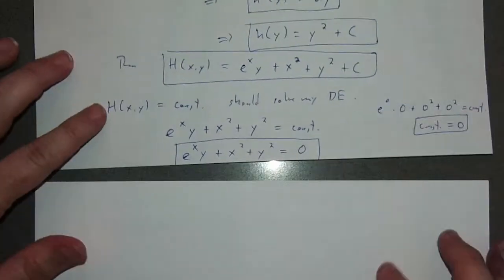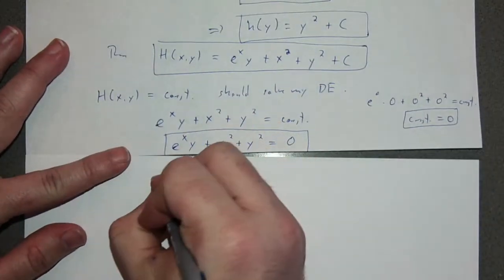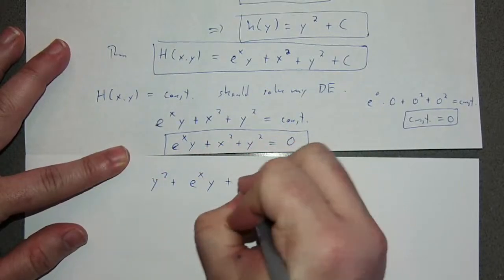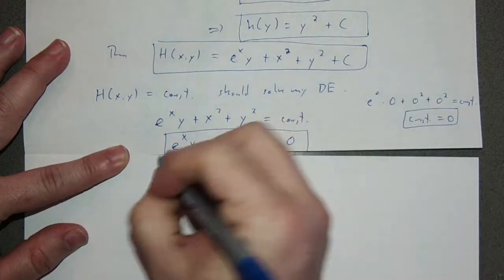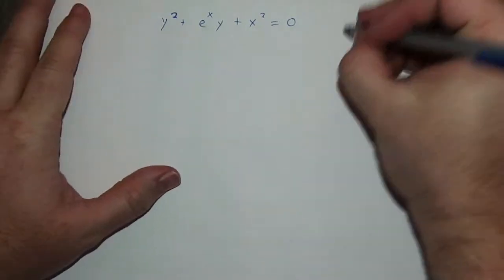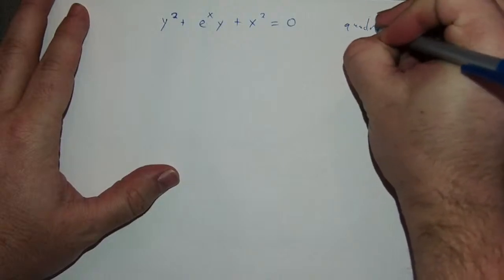So let's rewrite this. This is what I get. Now, in this case, I can actually go further. This is not always something I can do, but for this particular example, I can go further. I can actually find an explicit solution here. Notice, this is a quadratic in y.